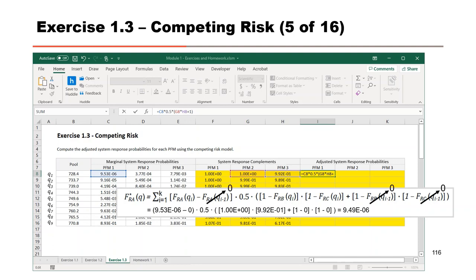Without the 0 terms, the equation becomes the PFM1 marginal system response times 0.5 times the quantity of the complement of PFM2 times the complement of PFM3 plus 1, because the quantity of 1 minus 0 times the quantity of 1 minus 0 is going to be equal to 1.